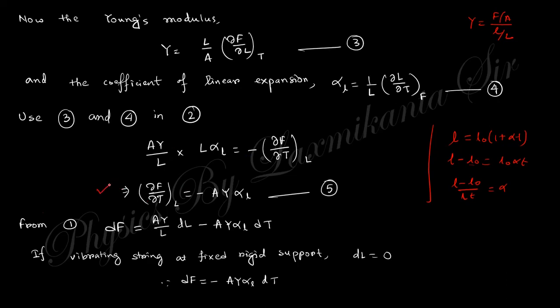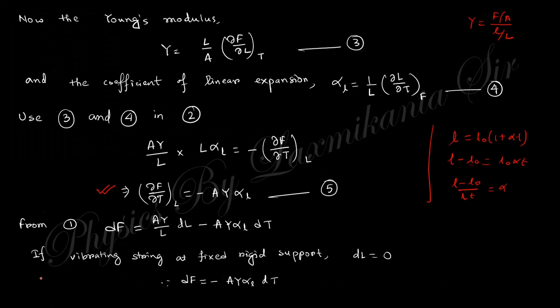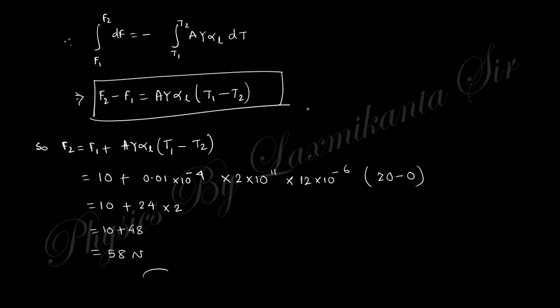you can get this expression. From equation number 1, just as we discussed before, the process will be the same. From equation number 1 you will get this expression, and using dL equals 0, when these are fixed, you will get these two equal to 0, right? So dF equals this one, and now if you integrate, you will get this expression. Now the final tension, that is the force, will be F1 plus this. So just put in the values given in your question, and you will get 58 Newton.